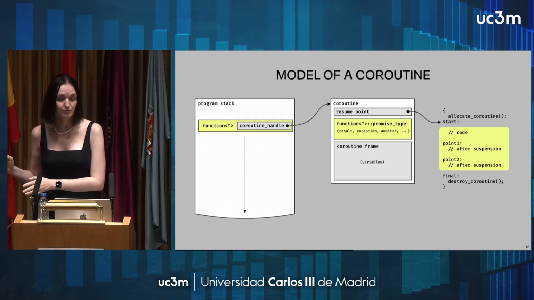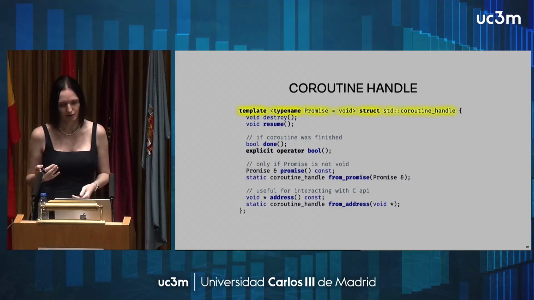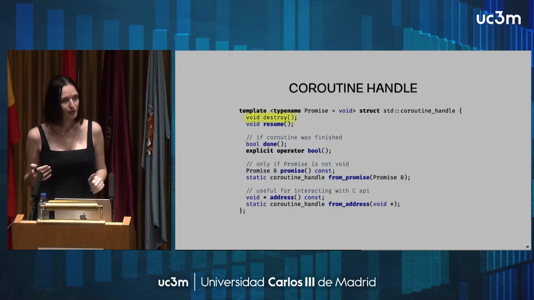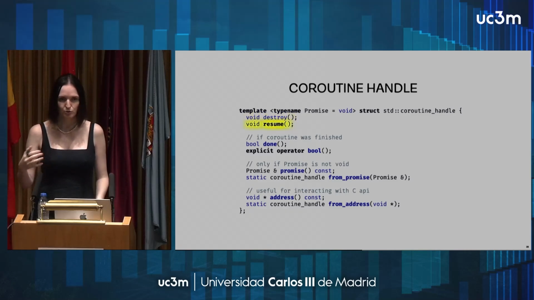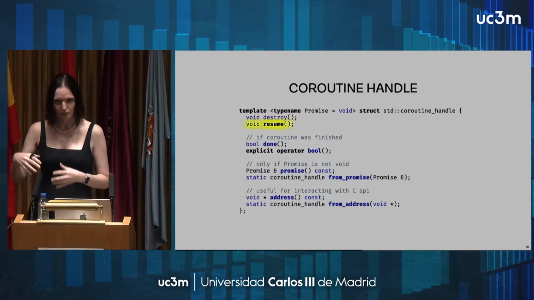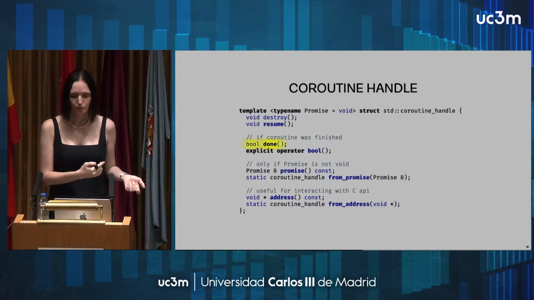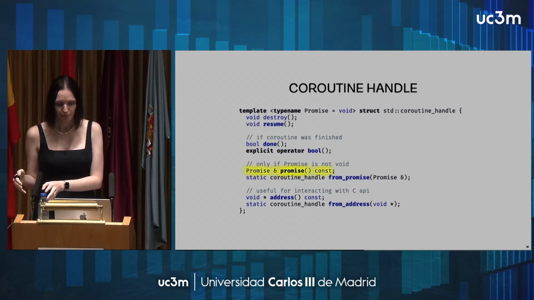points at an address somewhere. So the coroutine handle, in my model, is like a struct which contains some pointer somewhere. I didn't put it actually there. And you have the function destroy. You can destroy the frame itself. You can resume the coroutine, so it will start. You can check if it's already done with the done function or explicit operator bool. You can access the promise type itself from inside.